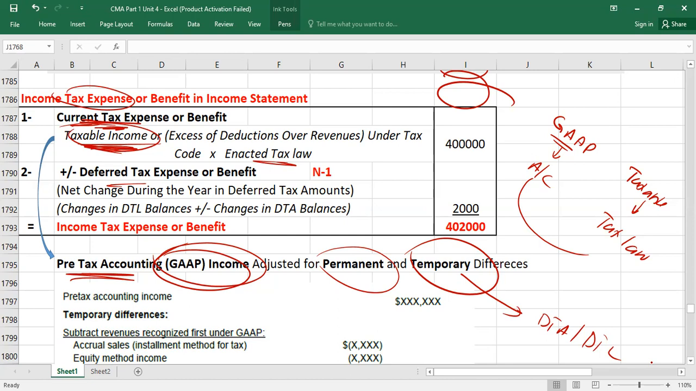First, let's understand. Please, I need concentration. Literally, I'm repeating again and again because I want you to understand. Now, the point is, what is the difference? What is the meaning of temporary difference? And what is the meaning of permanent difference? So let me give you an example here.